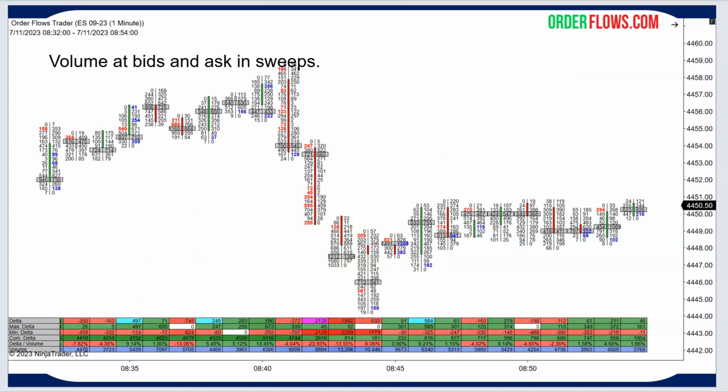Watch the volumes at the bids and asks in sweeps, okay? So, thin volumes here, 2, 3, right? 2, 0, 2. Here, it's a little bit more counter trade, 82, 49. Okay, so again, watch the volumes, right? In a sweep, if it's a legitimate sweep, you want some very thin volumes coming into the market.